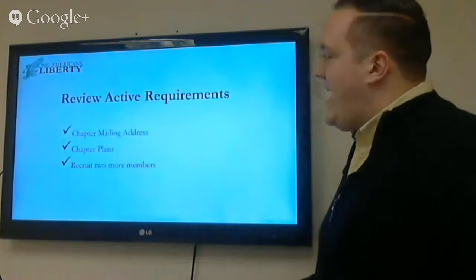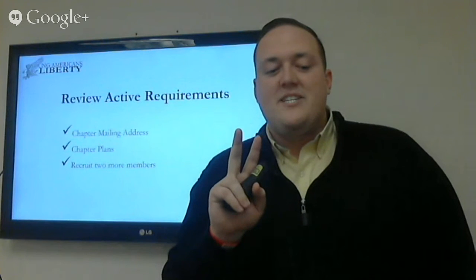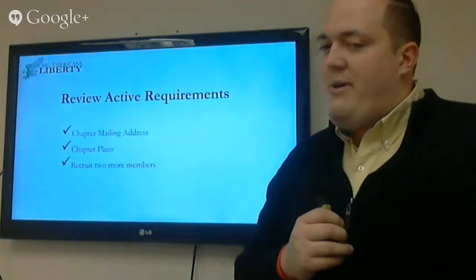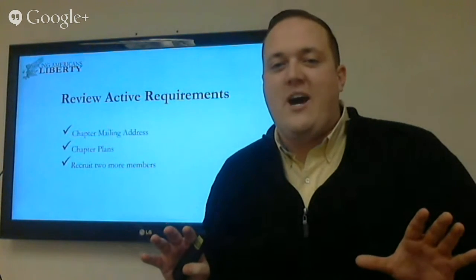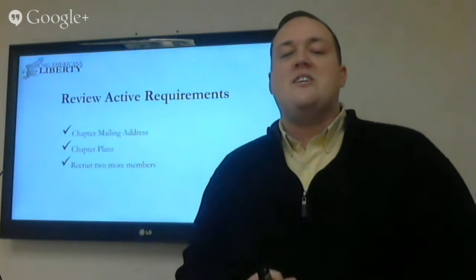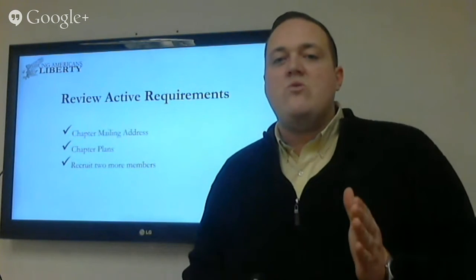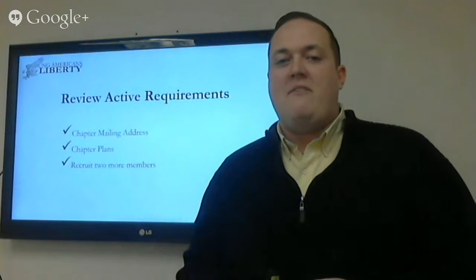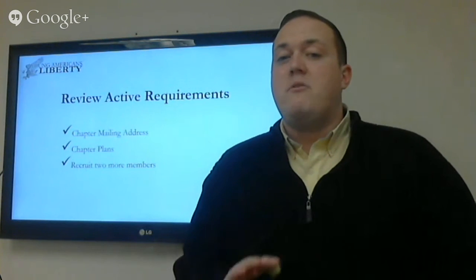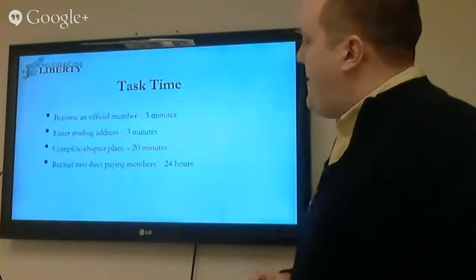All right, so let's review the active requirements just very quickly here. First step, complete the chapter mailing address. Second step, chapter plans. Third step, recruit two additional members. Okay, we keep it very simple here at YAL. Once you're able to do that, you've demonstrated some leadership on your end, you're going to have access to all of our activism stipends, activism materials, any resources that you need at this point, you are eligible to apply for. Okay, so we keep it very, very simple on your end. Not always easy, but very simple. So just show us a little bit of leadership and you'll have access to all of our materials.